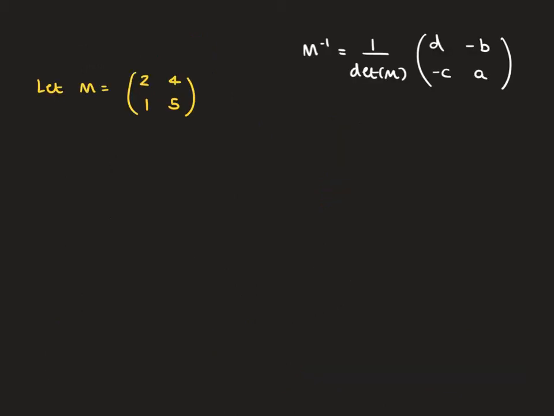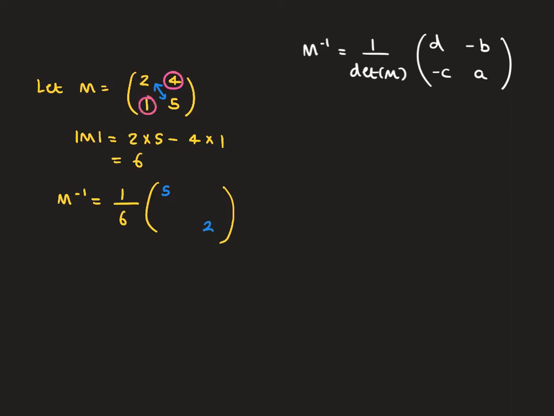So let M equal the matrix 2, 4, 1, 5. Now, what's the determinant of M equal to? Well, it's 2 multiplied by 5, take away 4 multiplied by 1, which is equal to 6. And then according to the formula that we have here, the inverse matrix M minus 1 is 1 over the determinant, so 1 over 6. We then swap over these two components, so this becomes 5 and this becomes 2, and we then take the negative of these components, negative 4, negative 1.